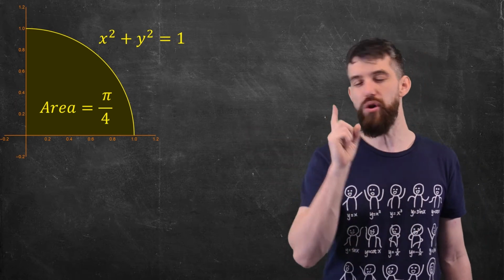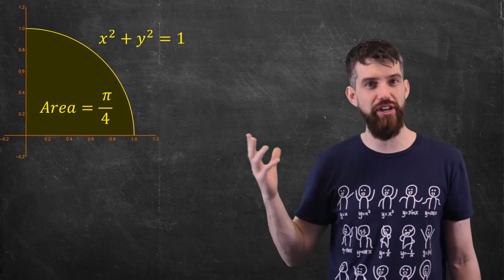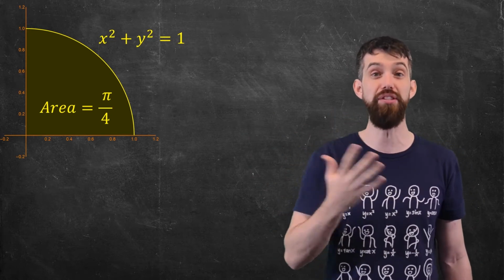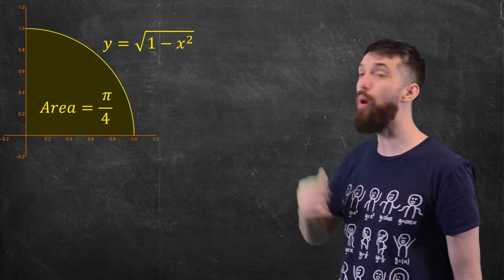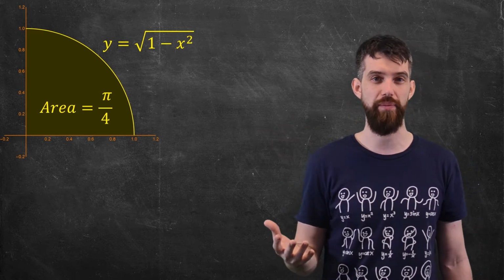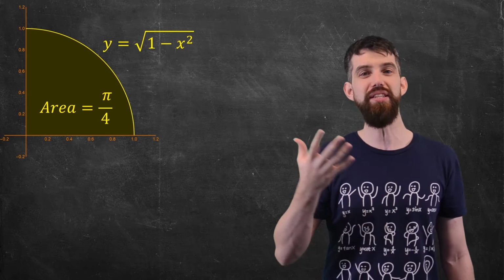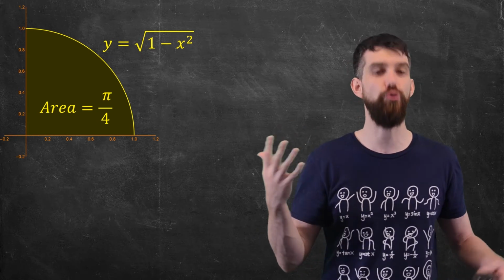And because I've chosen a quarter circle, I can take this equation and I can actually get a function of it. I can solve for y. I can take the positive square root, and I can rewrite this as y equals the square root of 1 minus x squared. Now, we know the area of a circle formula, but where does it come from? How do we derive it?